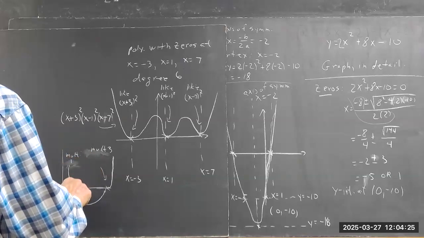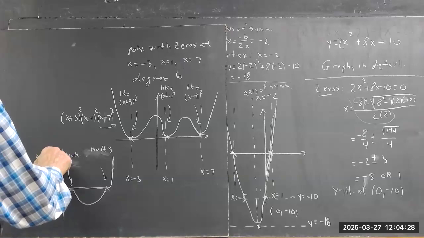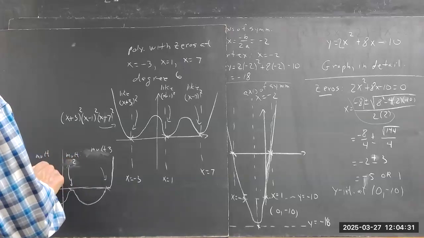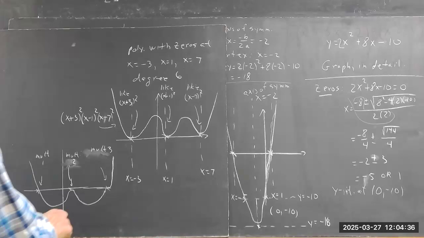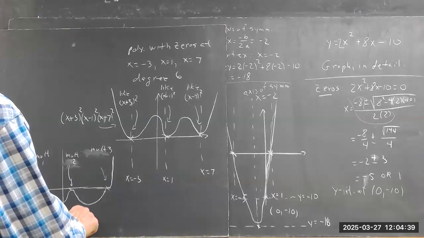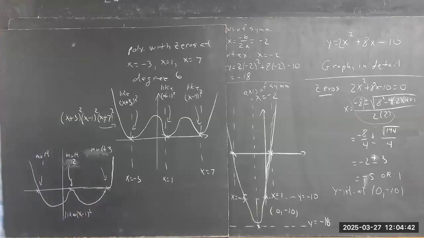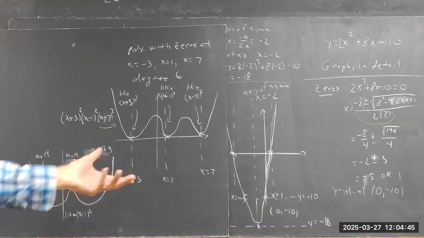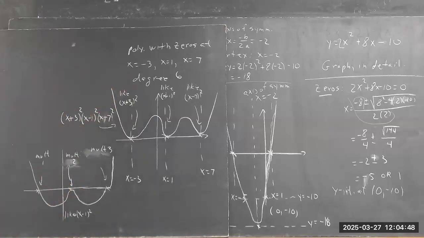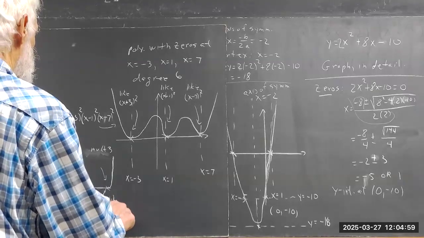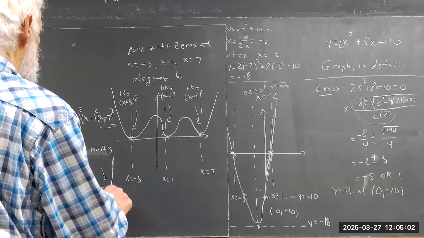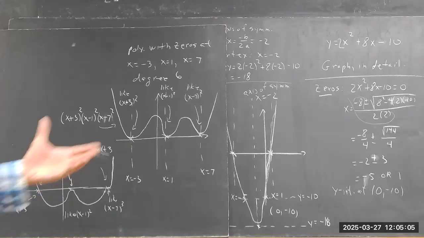Multiplicity 1. Sorry, that's multiplicity 2. And multiplicity 1. In other words, this is like x minus 1 squared with a vertical stretch factor and a reflection. Okay, it's reflected because it's negative. This is like x plus 3. And this is like x minus 7 cubed. Understand what I'm talking about?